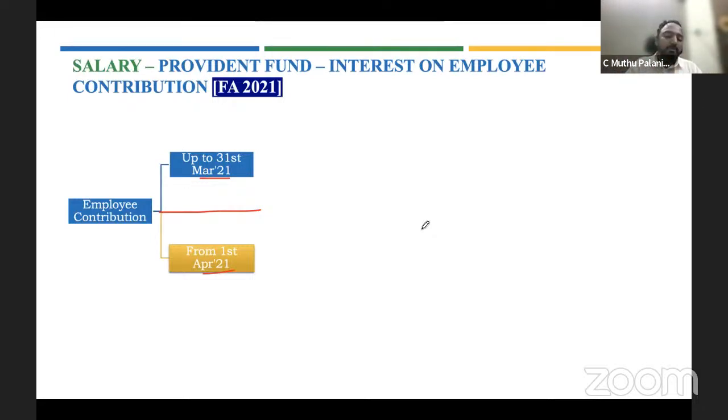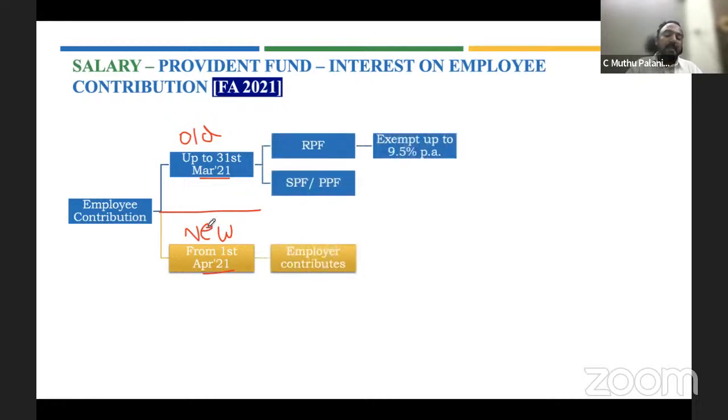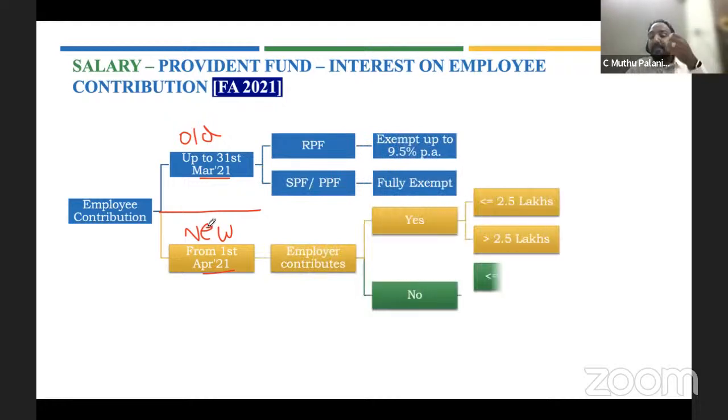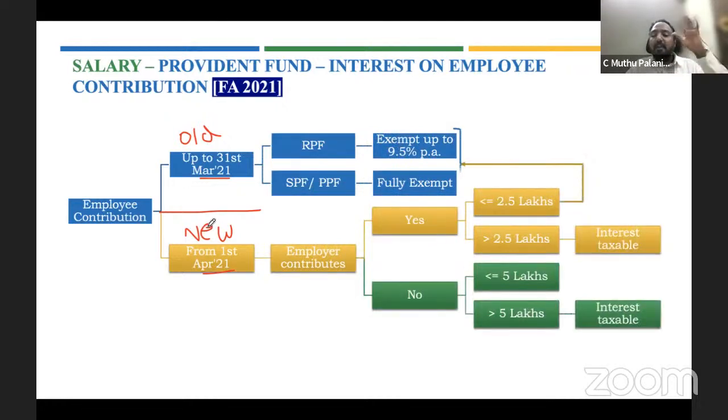So old provision, new provision. This is old, and this is the new provision. Whatever is contributed from 1st April 2021 will come under the new provision. So for RPF, as we said, there are 4 funds: RPF, SPF, PPF, URPF. URPF, we already said, is not taxable at the time of credit. Now, what about RPF? Any contribution through RPF is exempt up to 9.5%, correct? Any contribution into SPF and PPF is fully exempt.